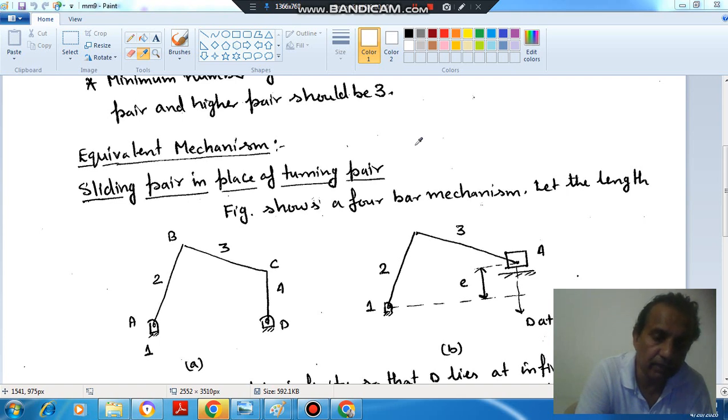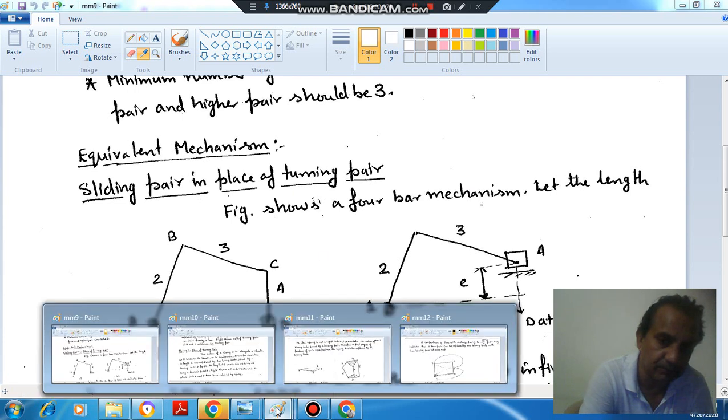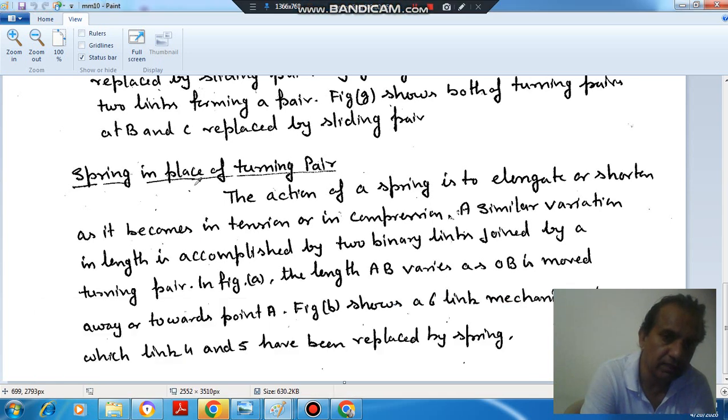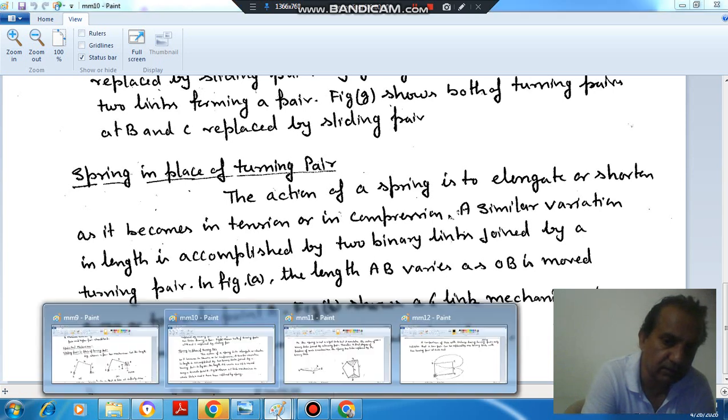Now we are discussing the topic equivalent mechanism in the chapter of mechanism and machine, and we have discussed sliding pair in place of turning pair. So the second replacement is spring in place of turning pair. We know that the spring extends and contracts, or it can be subjected to tension or compression. Here this similar variation is given by a binary link.